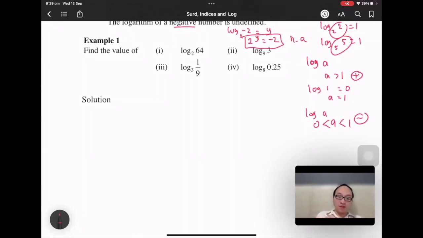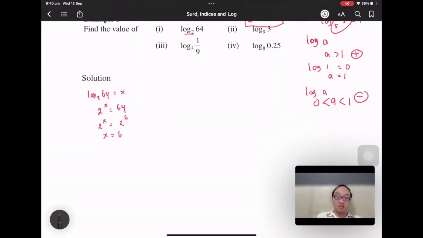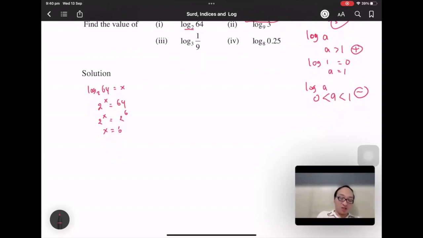The first one, log base 2 of 64. I can rewrite as log base 2 of 64 equals x. So that means 2 to the power of x equals 64. 2 to the power of x equals 64 is 2 to the power of 6. So x equals 6. So the result of this will equal 6.